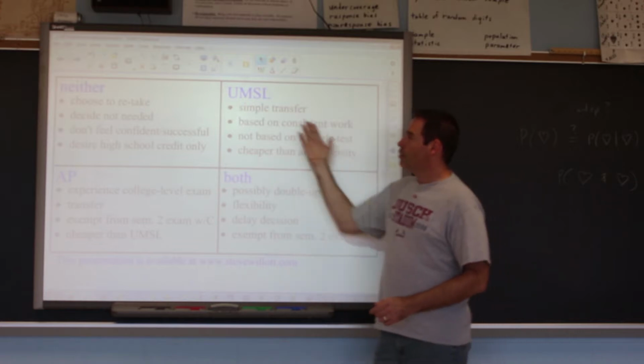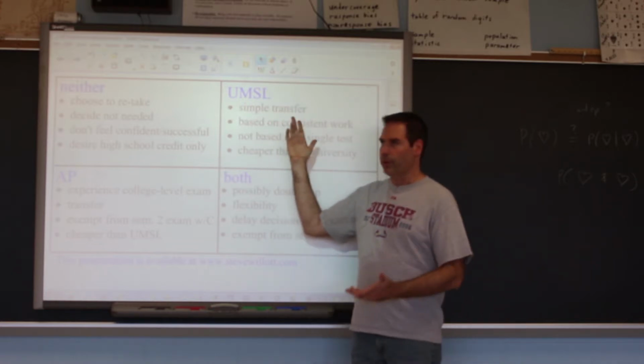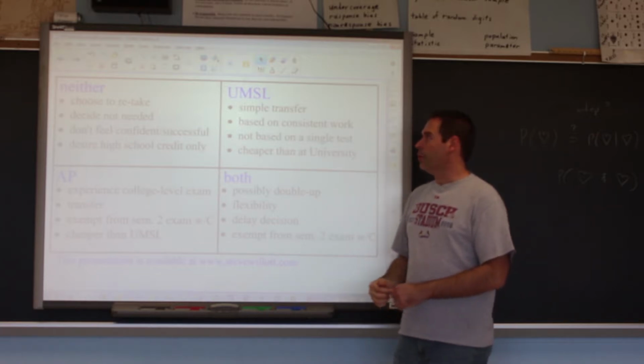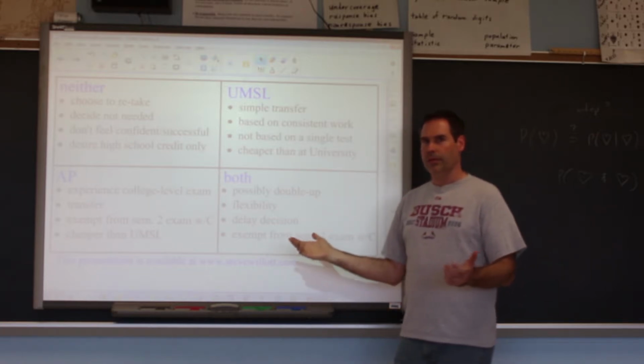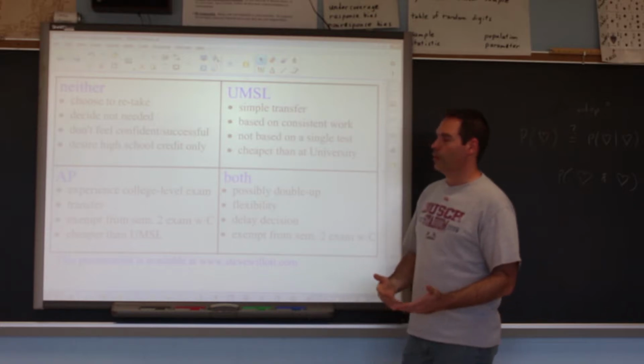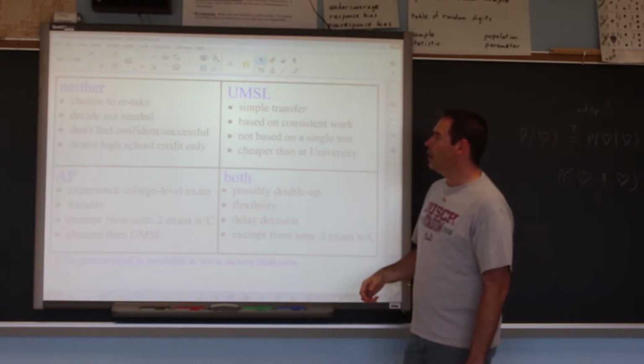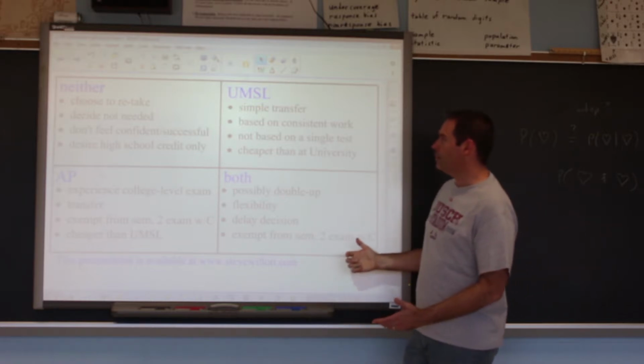Generally, if they're taking UMSL credit, or again this year with Lindenwood, often it might be because it's a simple transfer. If you're going to be in-state, it might be a very simple matter of transferring credit from the University of Missouri at St. Louis to the university that they're going to attend, especially if it's in the University of Missouri system.